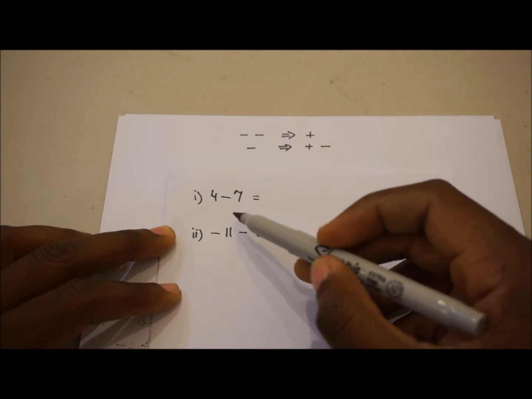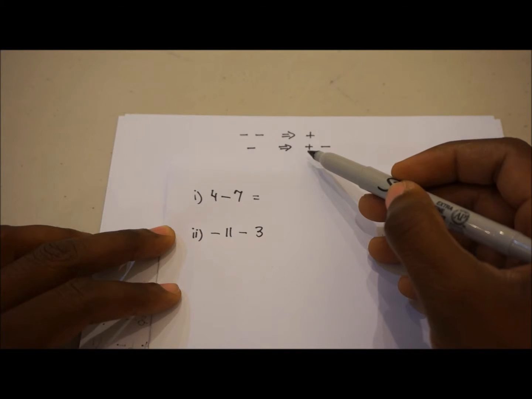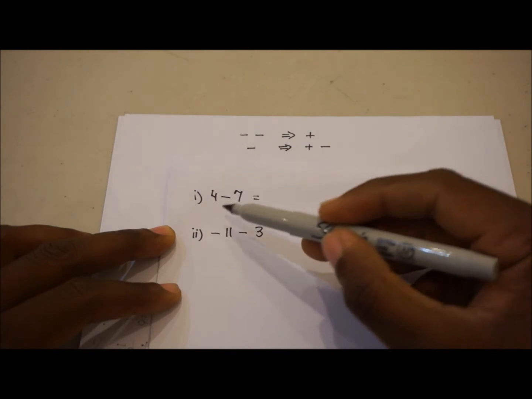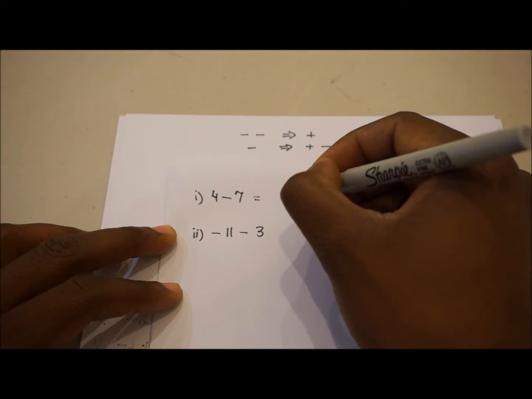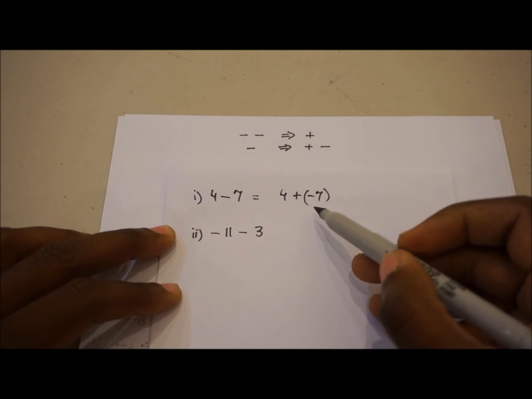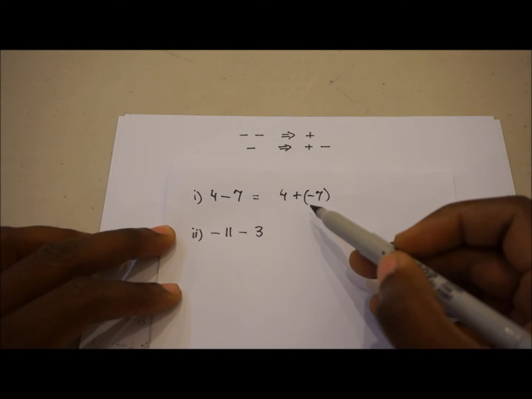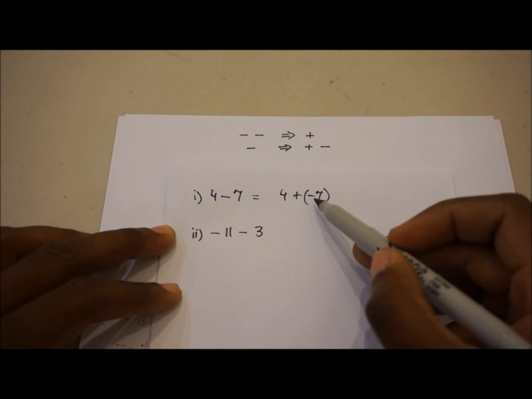Here we go. 4 minus 7. Remember the minus sign in the middle here. One minus sign can be represented as a plus and a minus together. So I can rewrite this problem as 4 plus negative 7. Notice this brings me right back to my addition rule. My addition rule where I am finding the sum of two different types of numbers with different signs.